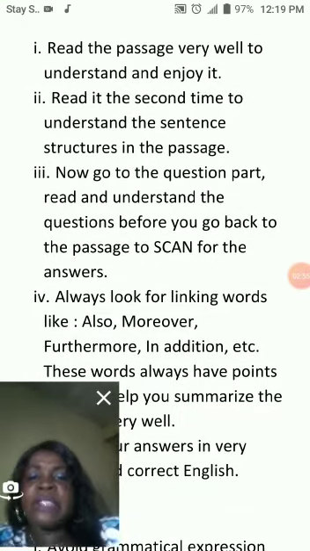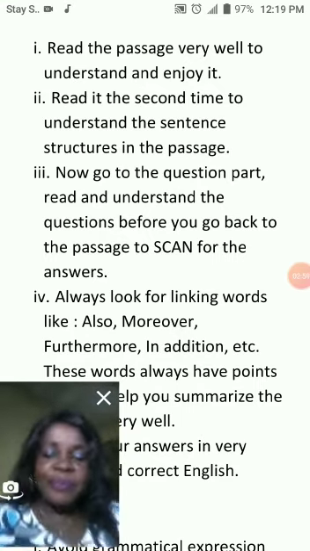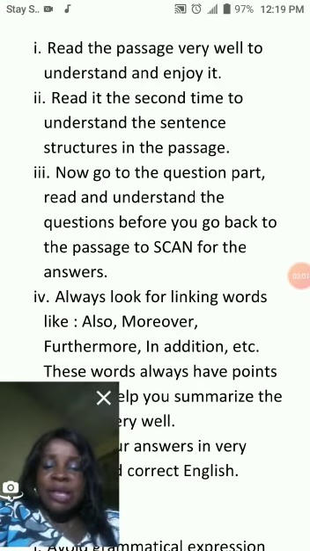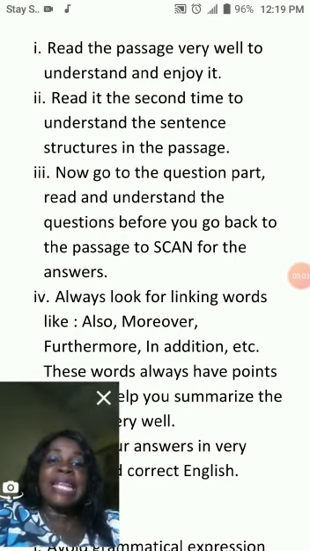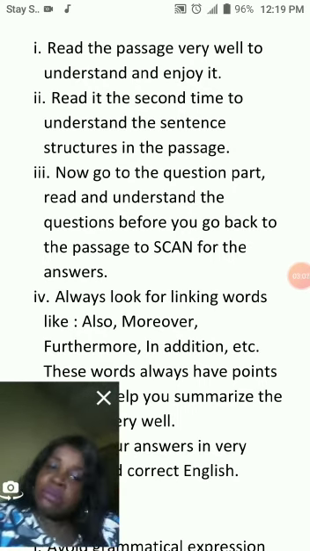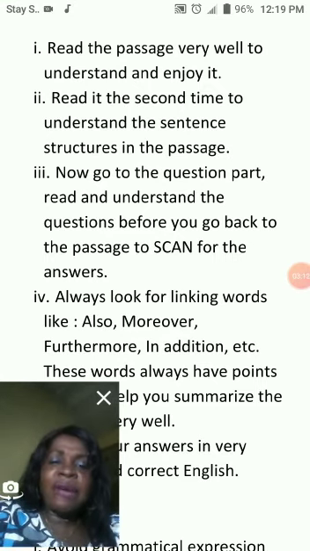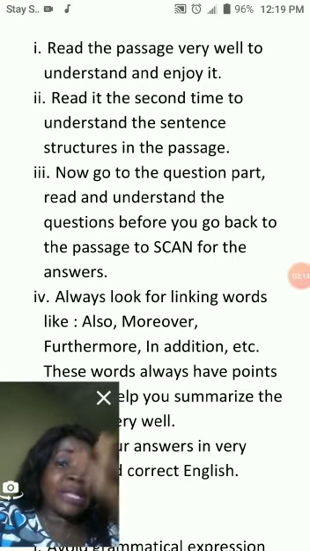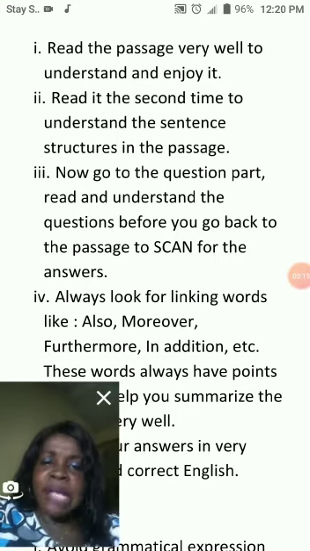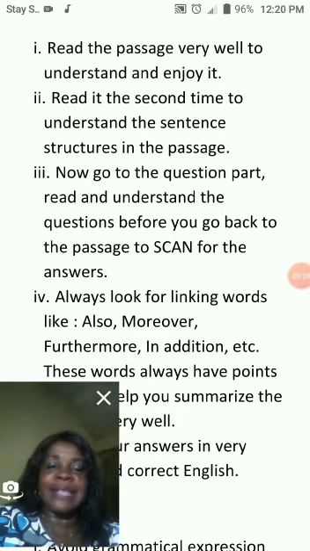When we are writing a summary, we have what we call skimming and scanning. Skimming is when you read to understand and enjoy the passage, while scanning is when you go directly to the passage to pick the answers, to search for the answers in the various paragraphs. So after you have read it the second time, go to the question part. Read the questions. Now come back to the passage again. Begin to go paragraph to paragraph to see whether you can pick out the answers to the questions.